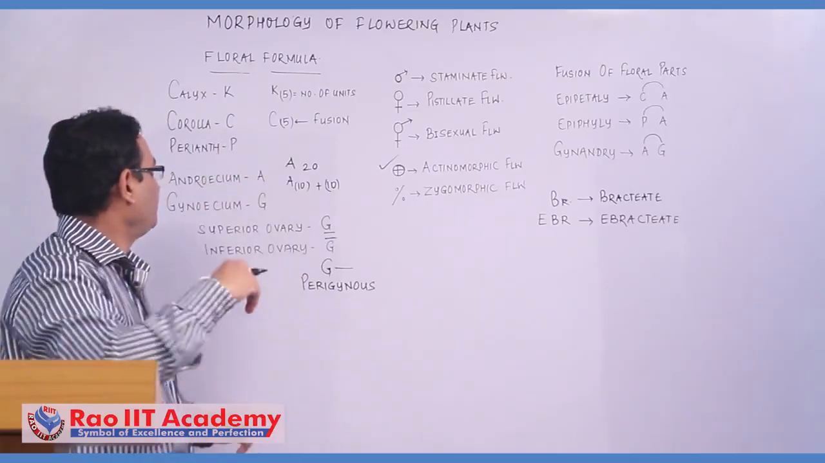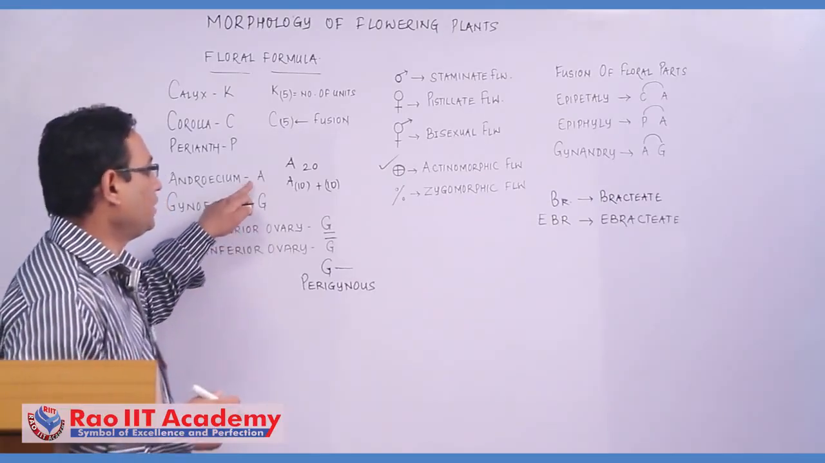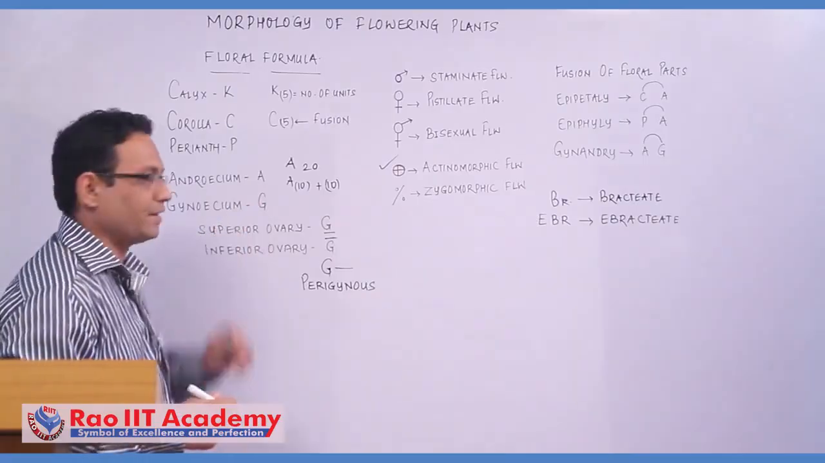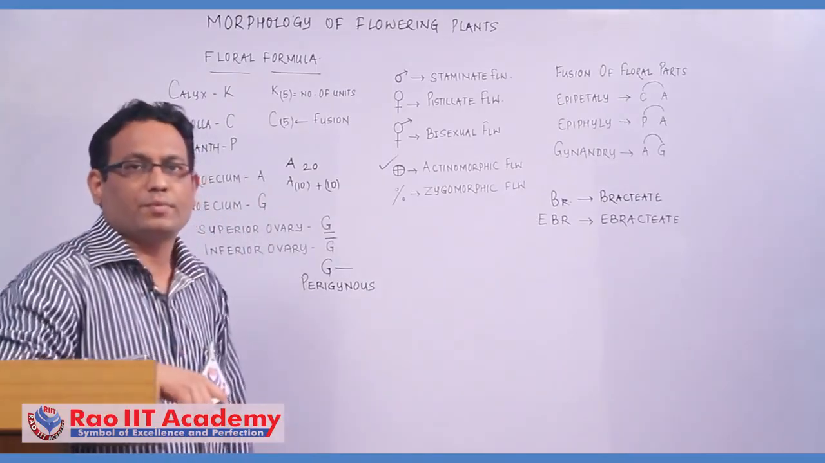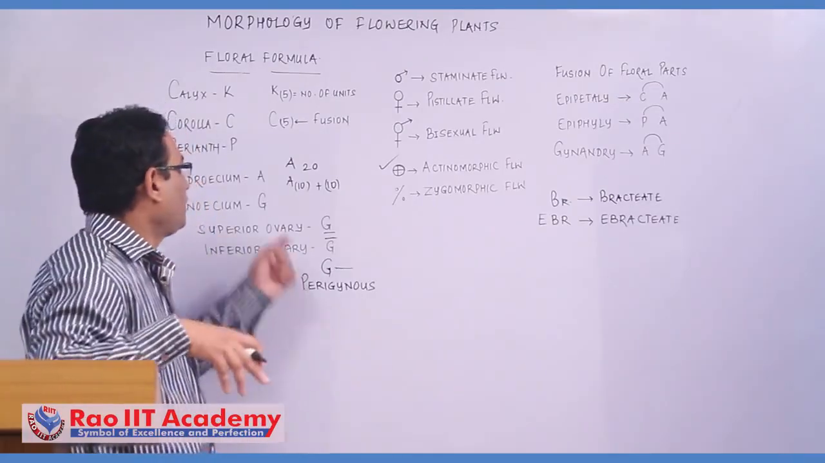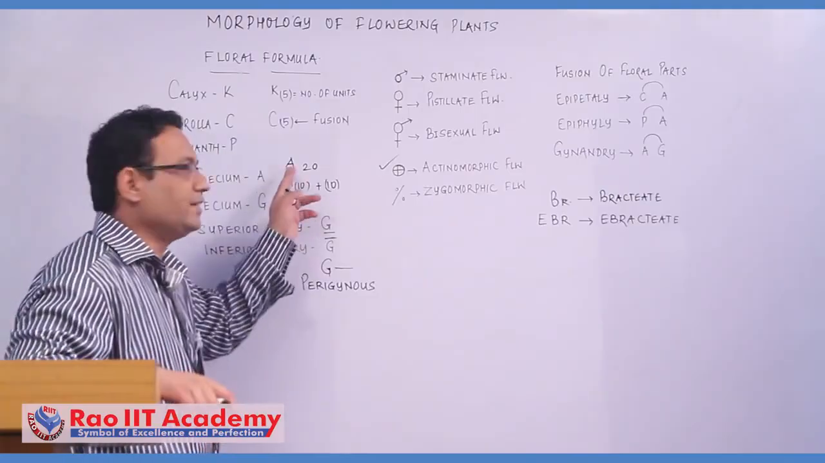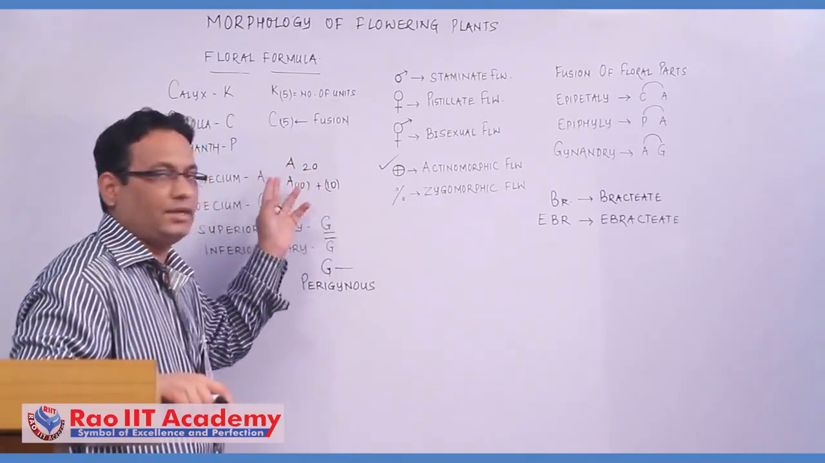Now as we proceed, let us take up the androecium and the gynoecium, which are designated by capital A and capital G respectively. The same principle applies to these whorls as well. For example, if we have an androecium with 20 stamens, we would simply write it as capital A with 20 below it.